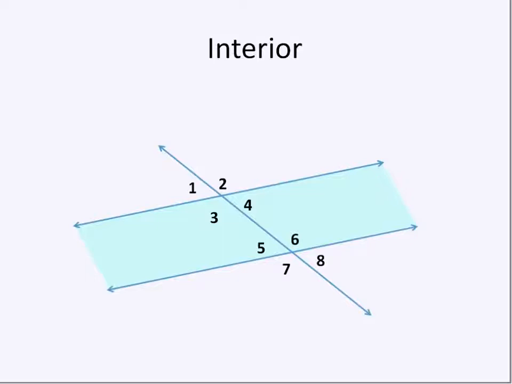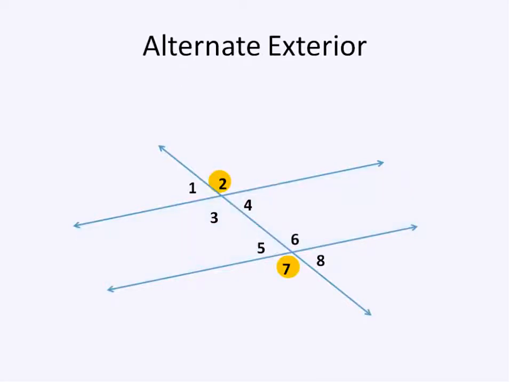And so the next part then, of course, is to put these two ideas together. An alternate exterior angle are the two angles that are on different sides of the transversal, like 2 and 7, and they're on the outside of the parallel lines, the exterior of the parallel lines. Those are alternate exterior angles. The other example of alternate exterior angles is angle 1 and angle 8. They are on the different sides of the transversal, exterior or the outside of the parallel lines.